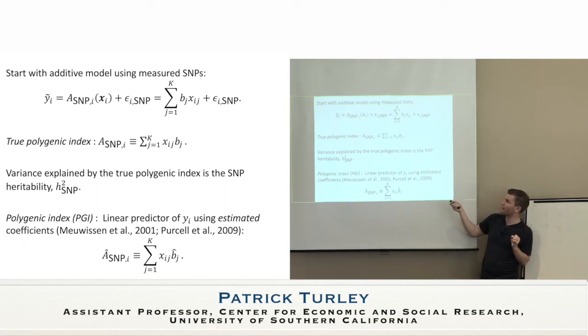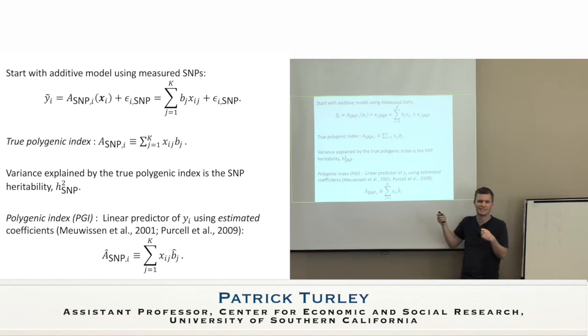So the variance explained by this true polygenic index is the SNP heritability. Why is that unsurprising? Yeah. So we've defined the true polygenic index as the same thing as the additive SNP factor, and the additive SNP factor explains the SNP heritability of the variant. So these are just very, very closely tied concepts, right?